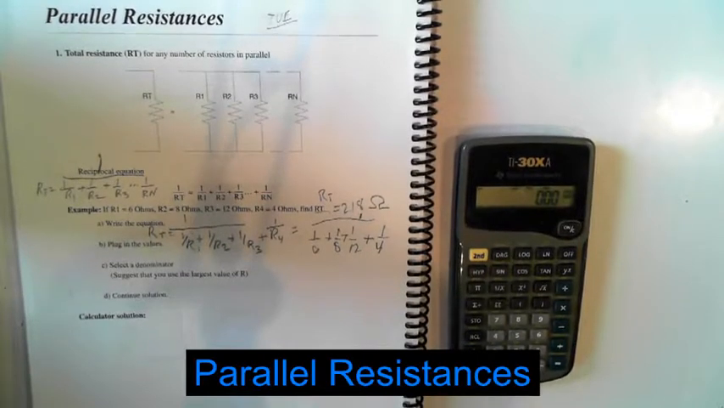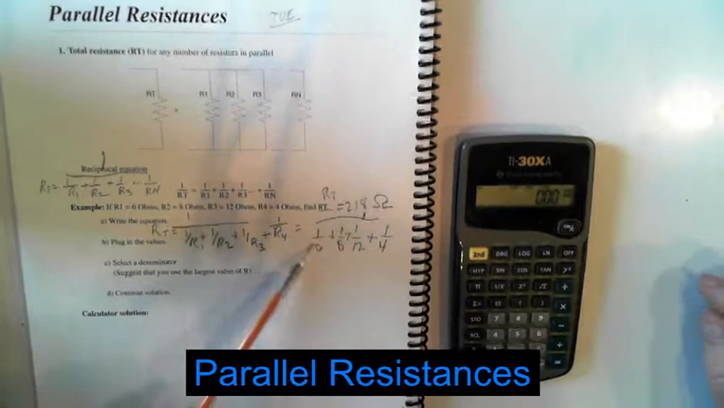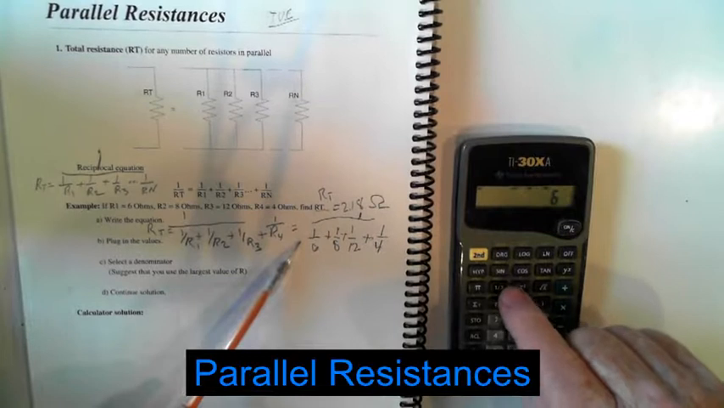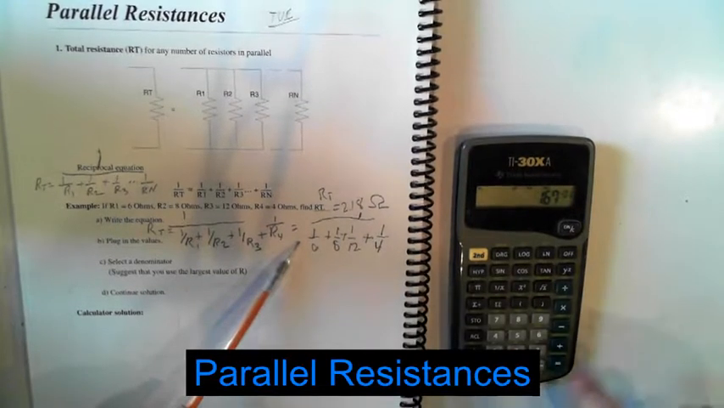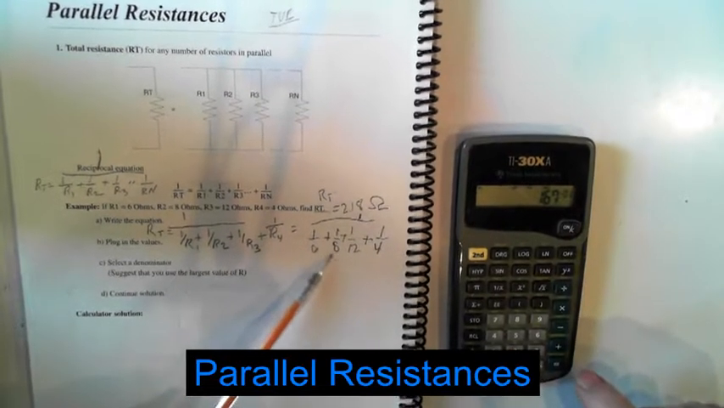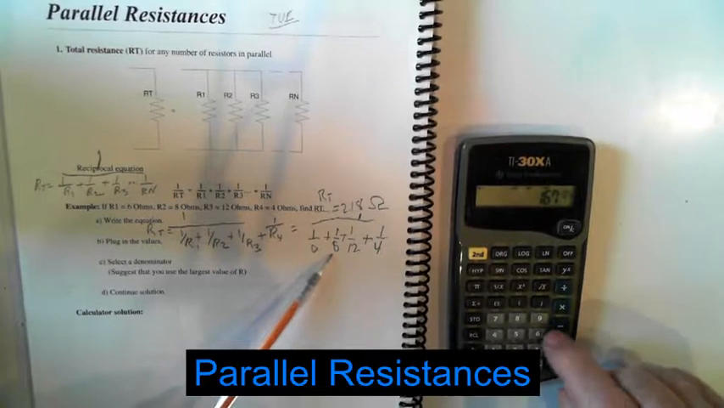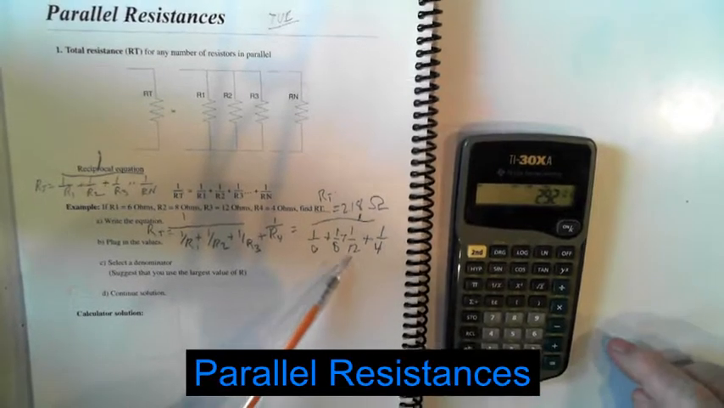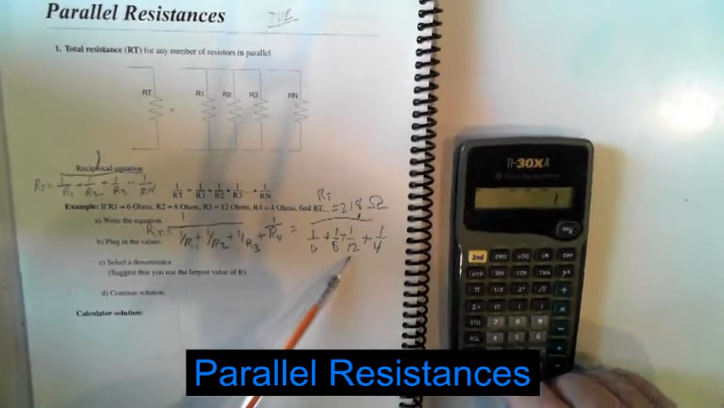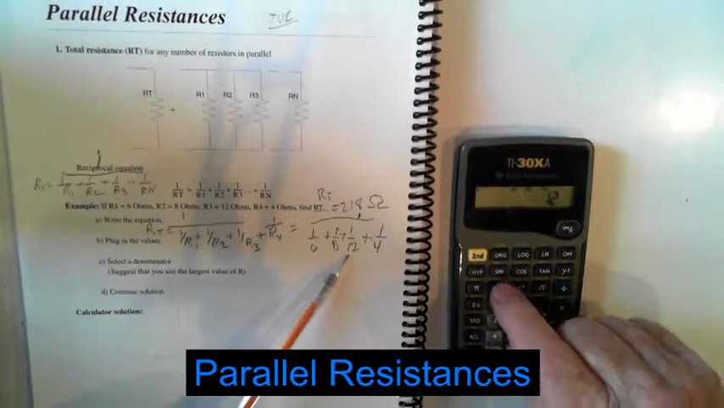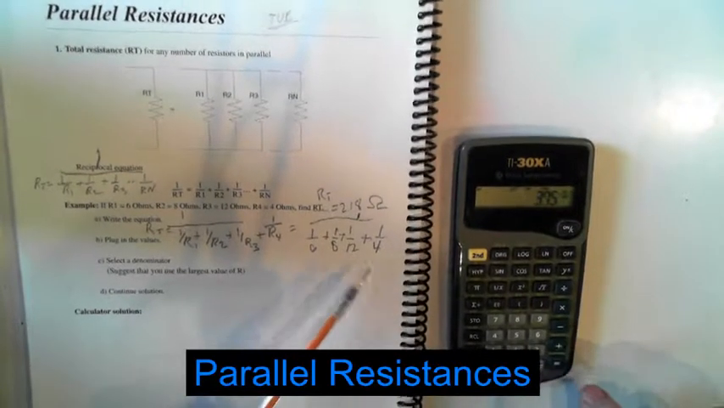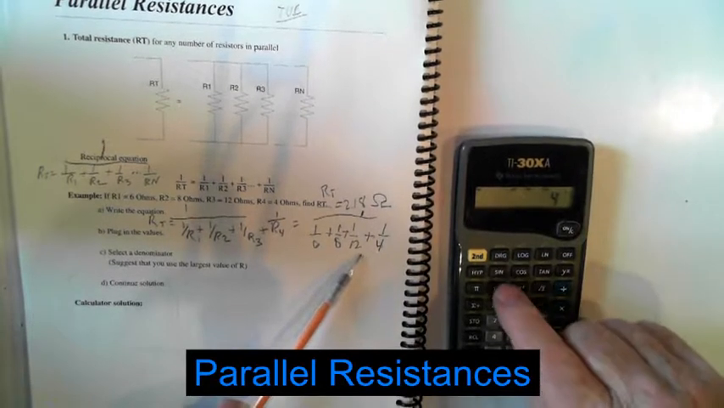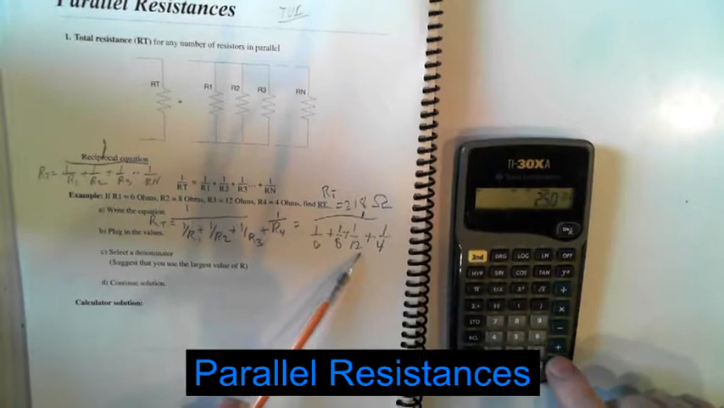Now the first thing I need to do is look at the first resistor. It's a 6 ohm resistor. So I put in a 6, and then I hit 1/x, which is reciprocal. Then I hit plus. Now I'm going to do the 8 ohm resistor. So I put in an 8, and I hit the reciprocal, and then I hit a plus. Now I'm going to do the 12 ohm resistor. I punch in 12, and I hit the 1/x, and then I hit a plus. Now I'm going to do the 4 ohm resistor. I put in a 4, and I take the reciprocal of that, and then I hit equals.